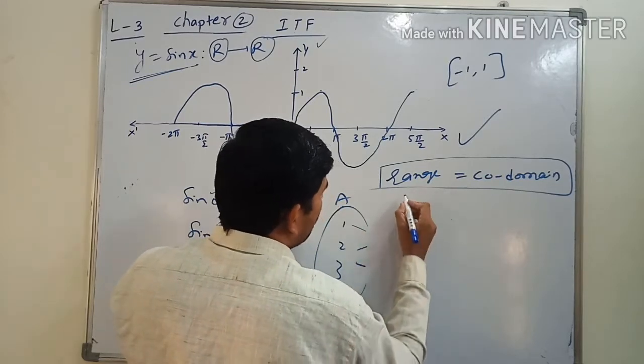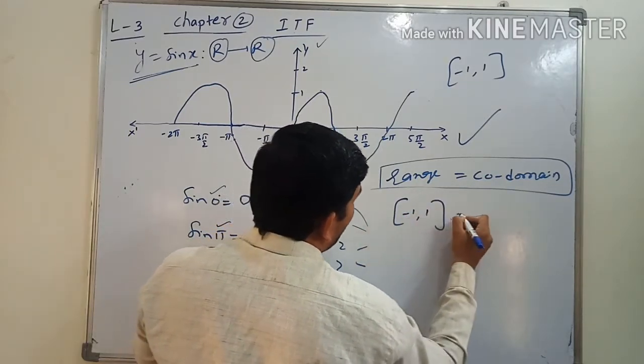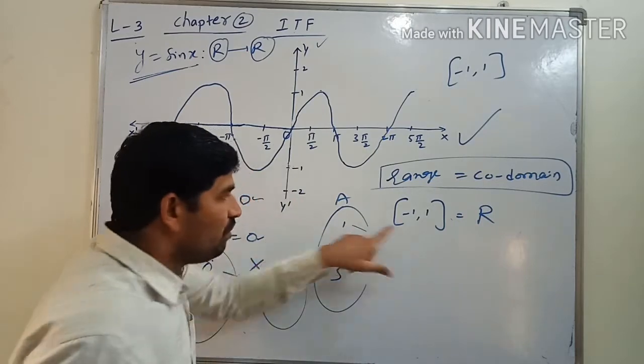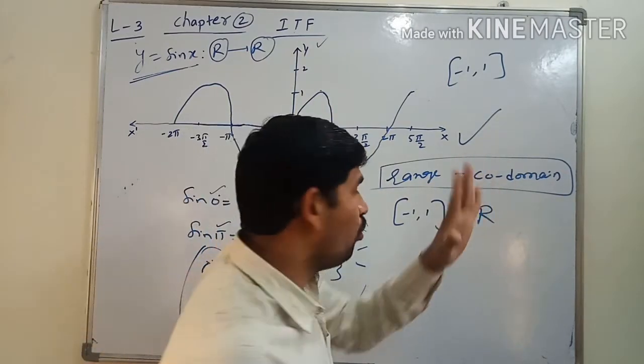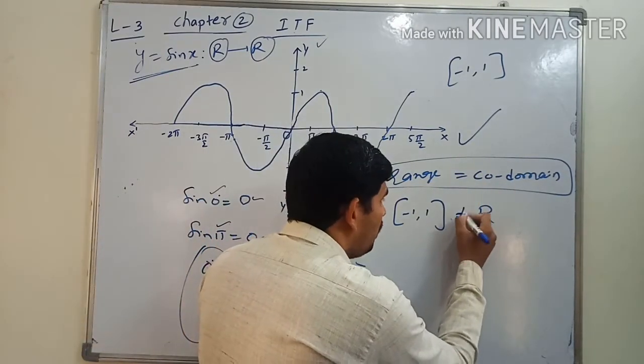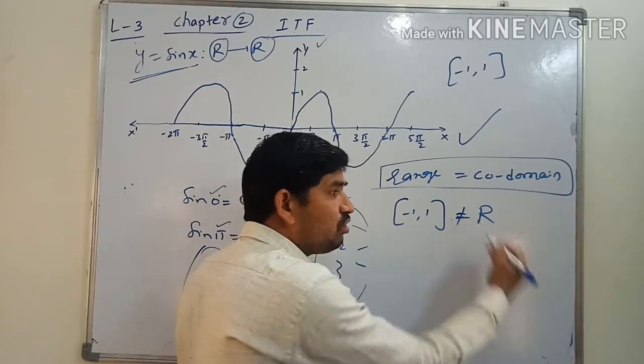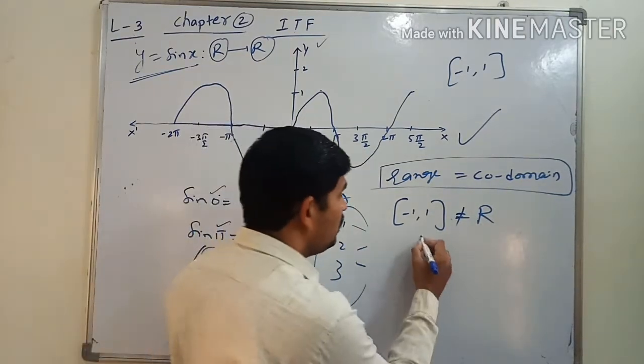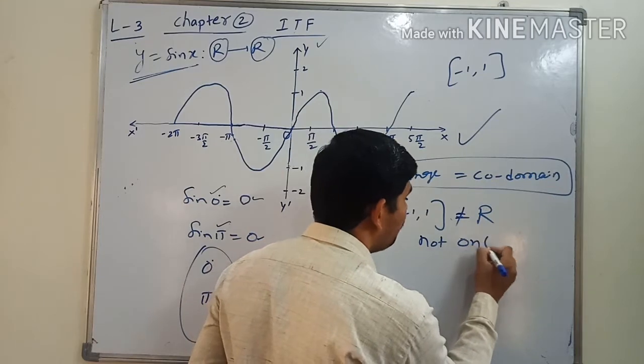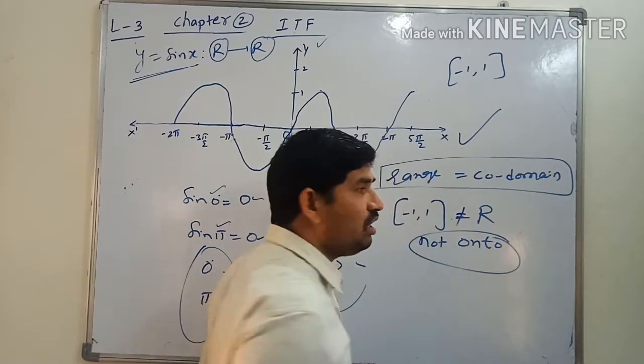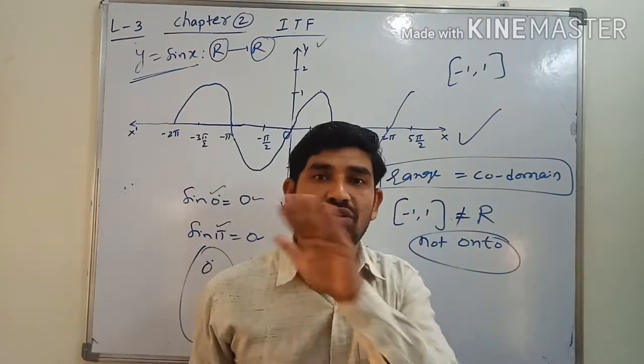Clearly, I will write the range is -1 to 1. What about the codomain? The codomain is R. Is the range equal to the codomain here? No, these two are not equal. Yes or no? If the range is not equal to the codomain, then we can say it is not onto. Remember that: if the range is not equal to the codomain, the function is not onto.